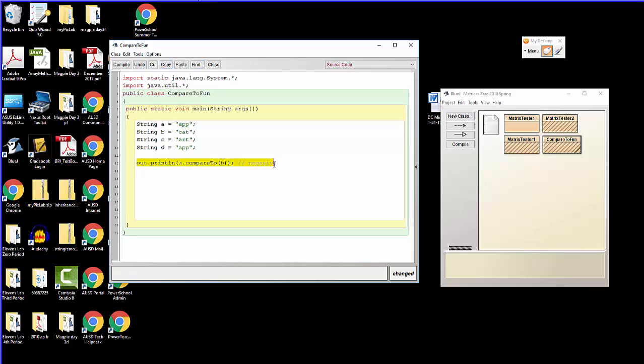Of course, it's positive the other way around. When you're comparing cat to app, cat is after app in the dictionary. It'd be 99 minus 97, a positive 2. But again, all we care about is positive or negative. The AP exam will never care what the exact number is.